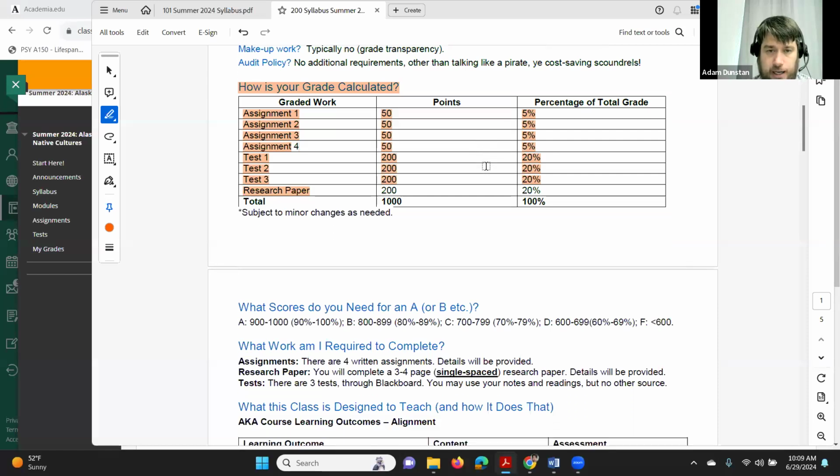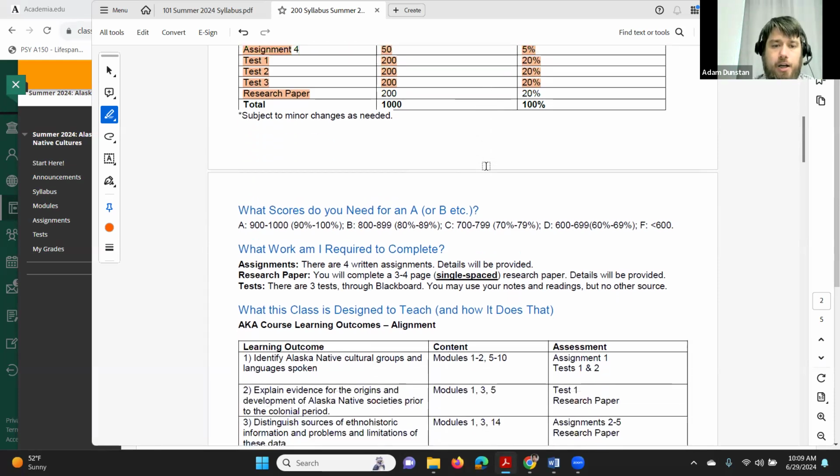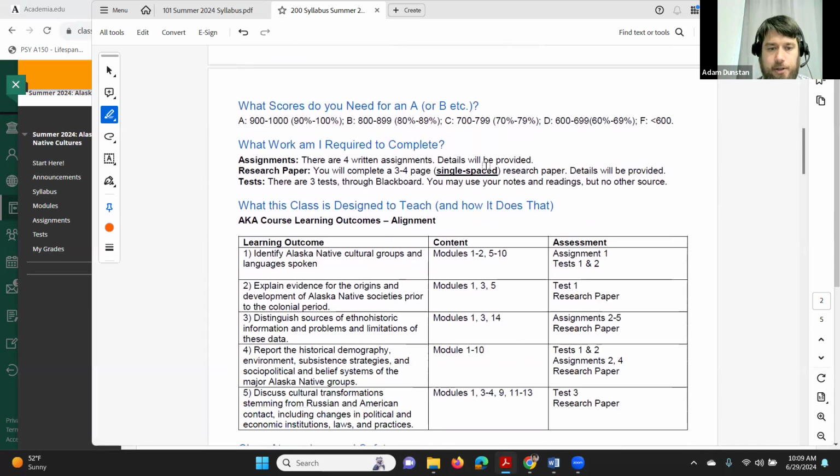So as you can see from that, the research paper is worth about the same as all of the assignments combined. So definitely don't skip the research paper. And also with the assignments, although they are each small individually, together that adds up to 20% of your grade, right? So you can't just skip those either.